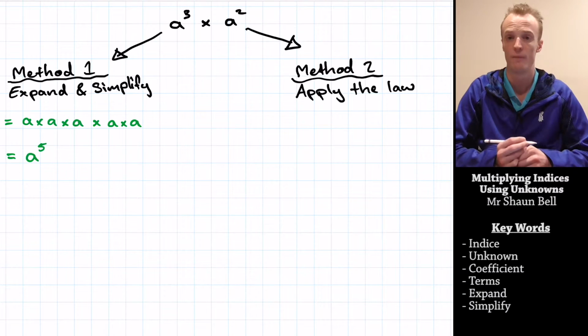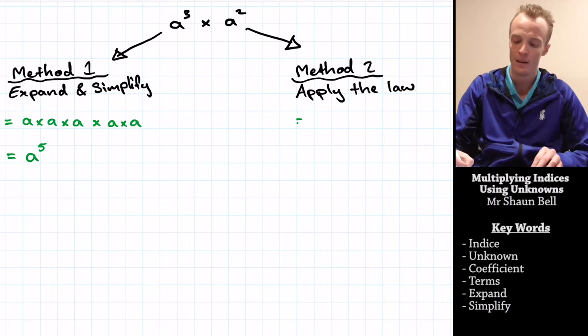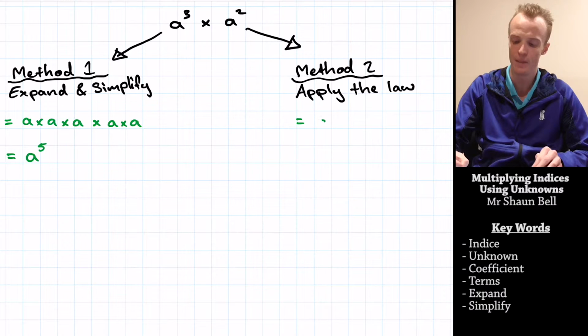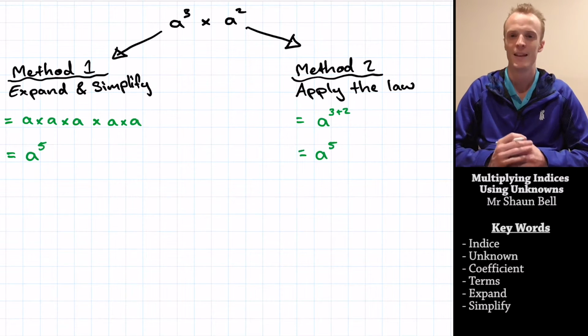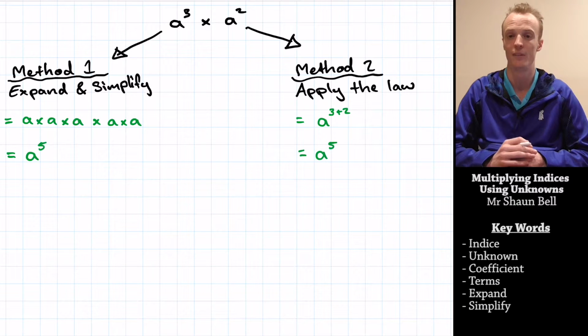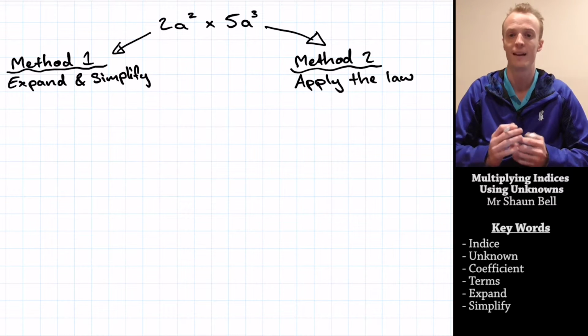Now if we have a look at what we do when we apply the law, we're multiplying two indices with the same base. So we keep the base and we add the two exponents, so the 3 plus the 2, which will equal a to the 5. So you'll notice that both methods get the same answer in the same number of steps. But let's have a look at when the problem becomes a little bit more complex.